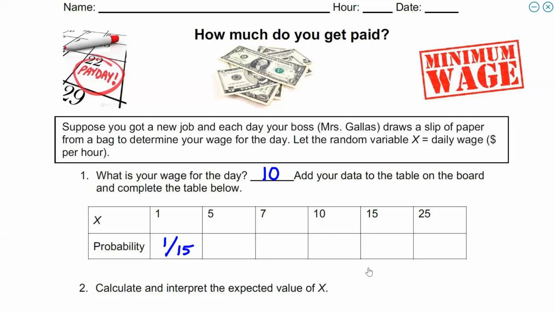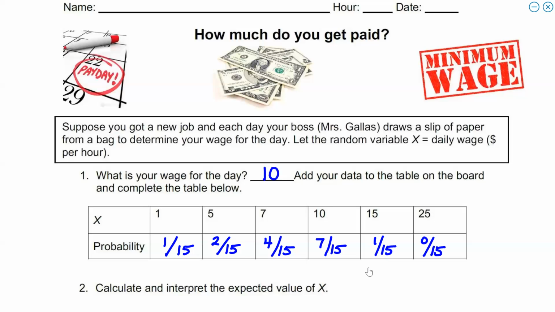We had 2 people get $5 an hour, so 2 out of 15. $7 an hour, we had 4 people, so 4 out of 15. For 10, we had 7 people get that. So 7 out of 15. Nobody got $15 an hour. Oh, sorry, one person got $15 an hour. My apologies. One person got $15 an hour. Nobody, however, got the 25. It's still somewhere in my cards over here.